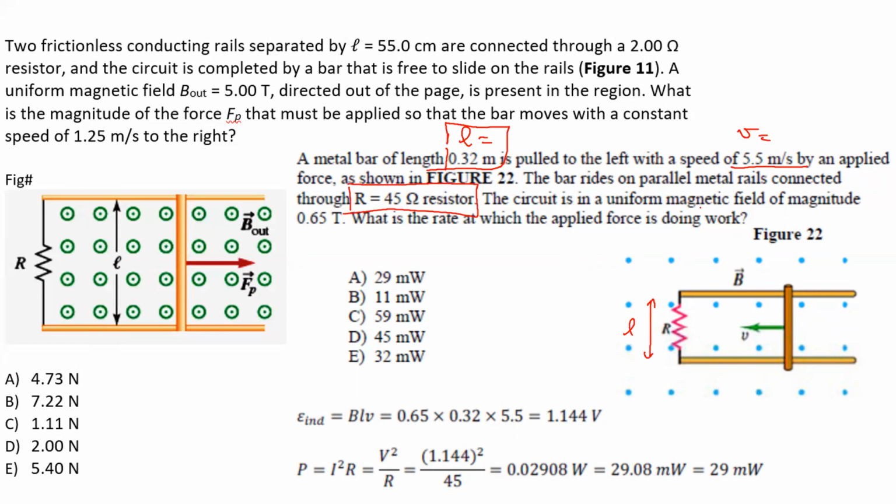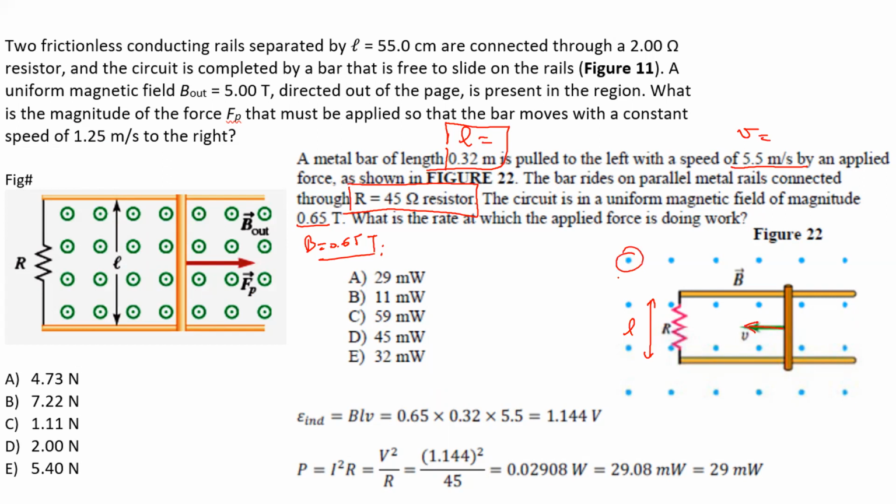And I tell you that the magnetic field B is 0.65 Tesla. Now I'm asking you, what is the rate at which the applied force is doing work? Same problem. Now I'm pushing the bar in. So the V is this way. And of course, the magnetic field is pointing out.